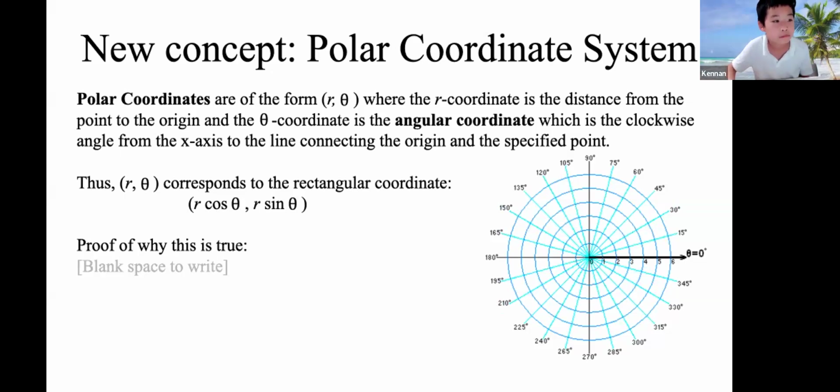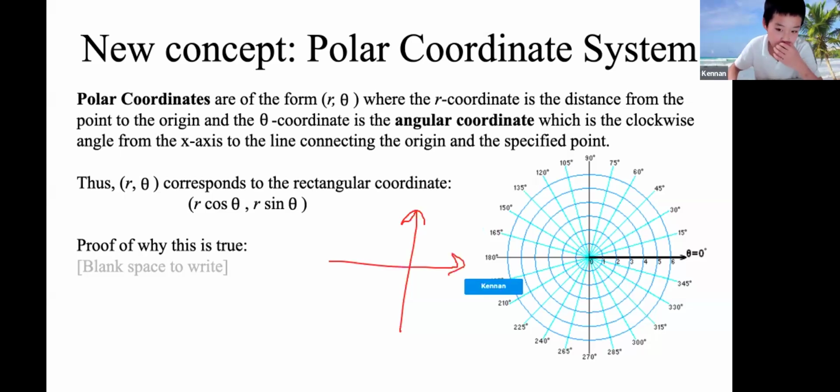So this is polar coordinates. I think you should already know Cartesian coordinates, which are regular x, y coordinates. For example, we have a y-axis and an x-axis. This is Cartesian coordinates, but polar coordinates are kind of different. They're in the form (r, theta), where r is the distance from the point to the origin, and theta is the angular coordinate. For example, I have this point. This length would be r, and this angle would be theta.